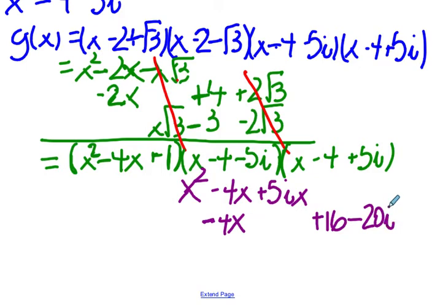And then finally this negative 5i has to go through. So negative 5i times x would give me negative 5ix. Negative 5i times negative 4 would give me positive 20i. And then negative 5i times positive 5i would give me a positive 25i squared.